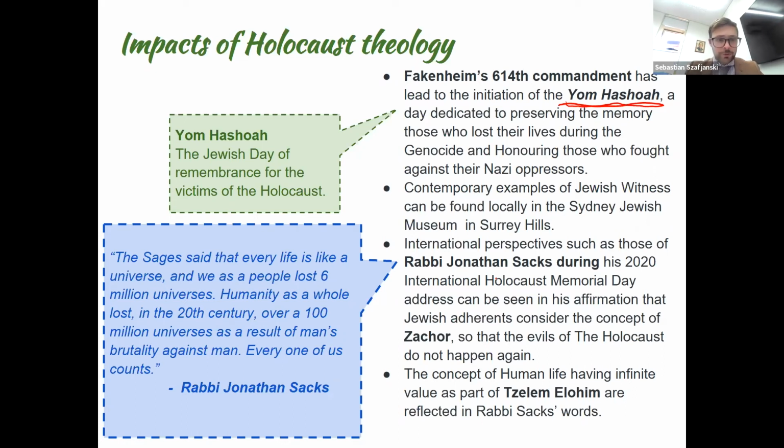He said, "The sages said that every life is like a universe, and we as a people lost 6 million universes during the Shoah," he's obviously meaning. "Humanity as a whole lost in the 20th century over 100 million universes as a result of man's brutality against man. Every one of us counts." And he's really linking back to this concept of Tzelem Elohim and the importance of upholding human dignity.